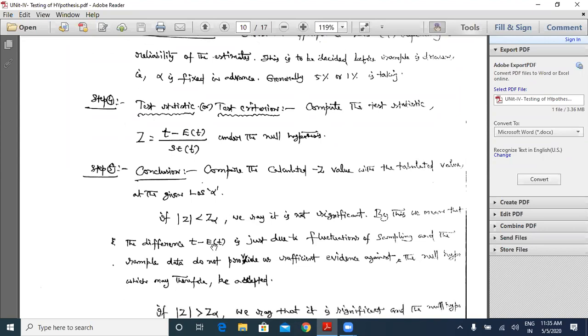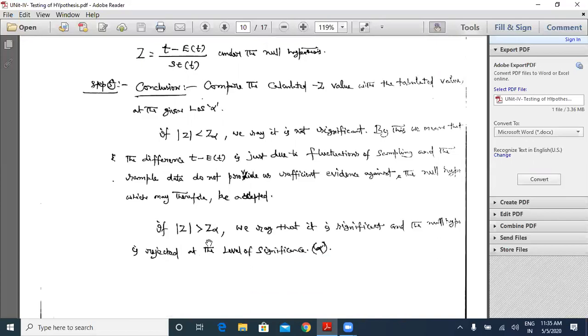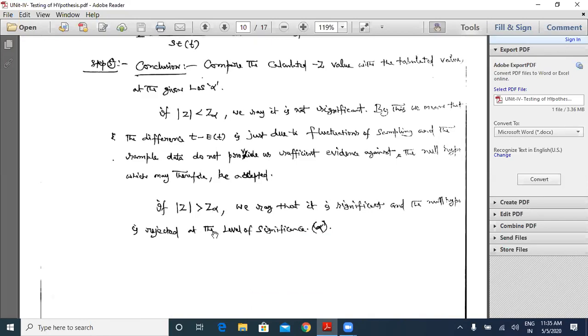In case of right tail, also the same thing. If the calculated Z value is greater than Z alpha, we reject H naught. If the calculated Z value is less than Z alpha, we accept H naught. In case of left tail, if the calculated Z value is greater than Z alpha, we accept H naught. Otherwise, we reject H naught. Opposite to those of the two tail and right tail tests.